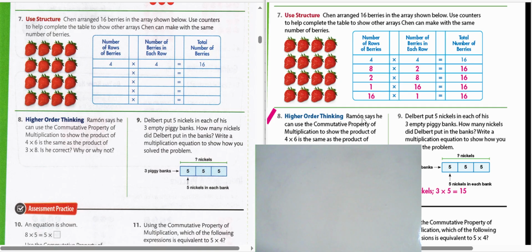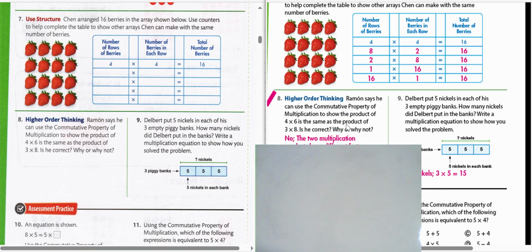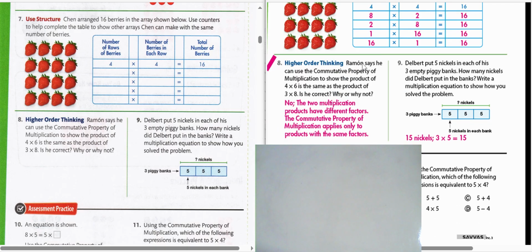And next question, number 8, higher order thinking. Ramino says he can use the commutative property of multiplication to show the product 4 times 6 is the same as the product of 3 times 8. Is he correct or not? No, we must write the same numbers.